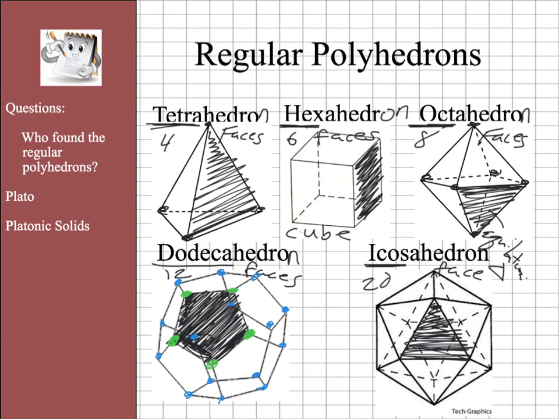Icosahedron, right? We have 20 faces. 1, 2, 3, 4, 5, 6, 7, 8, 9, 10, 11, 12. Looks like 12 vertices. Icosahedron, 20 faces, 12 vertices. Again, it's going to have how many edges? 30. So dodecahedron and icosahedron both have the same number of edges.